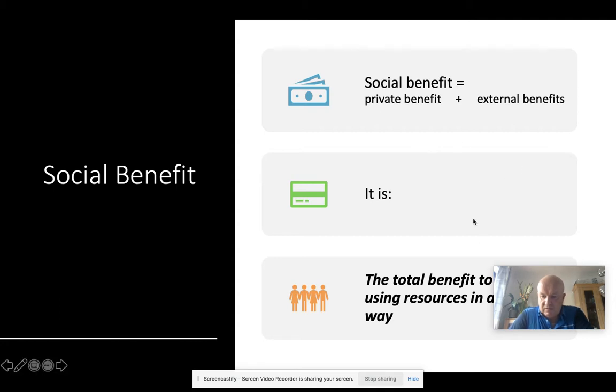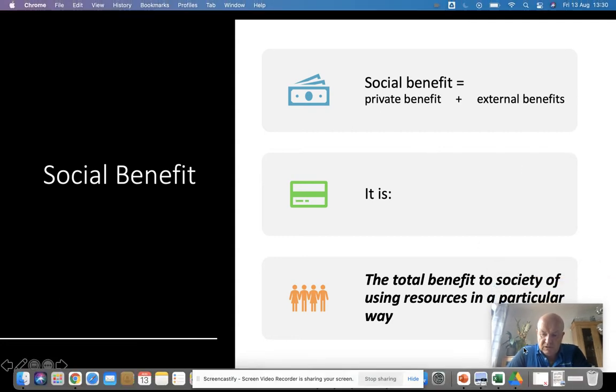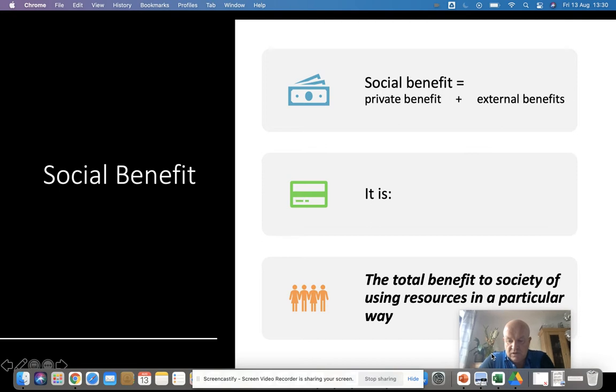In some instances, when we consume a particular good, say education, the total benefit to society is greater than just what I receive from it, in that we get a higher level of production capacity within the economy, we get a better workforce, etc. So when we see social benefit, you need to consider the private benefit, but also the external benefits that that particular good or service might bring. Something to bear in mind.